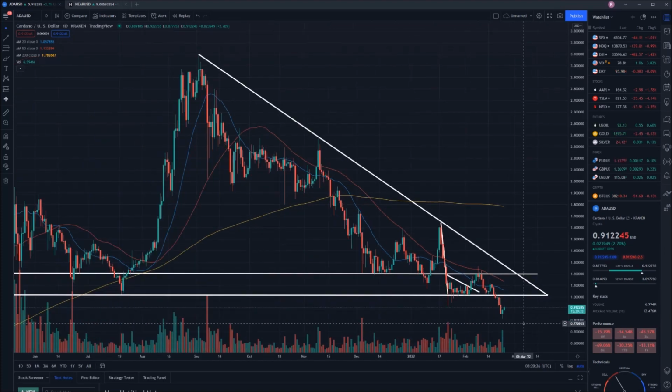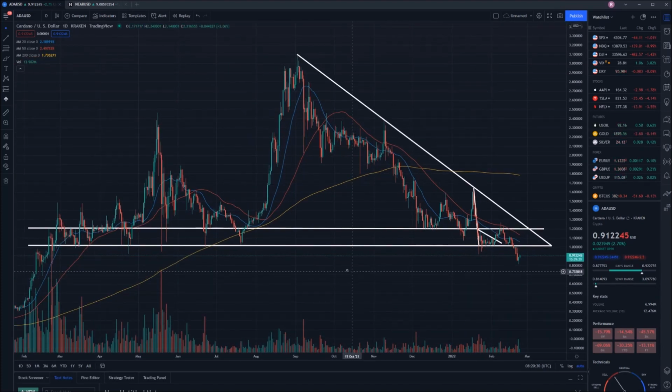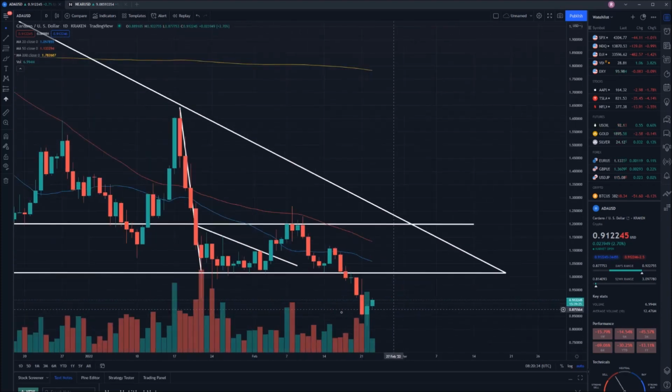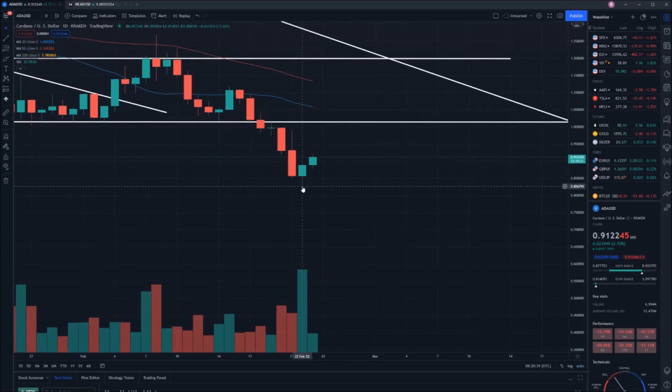Well, let's zoom out a bit and take into perspective what exactly is going on at the moment. You can see over here we have had a bit of a bounce. I'll just zoom in for you so you can see that. We have bounced on the day low over here on the 22nd of February. The day low was at 81 cents.